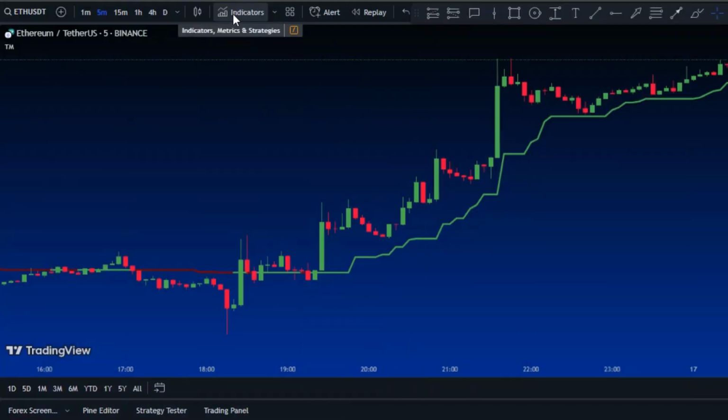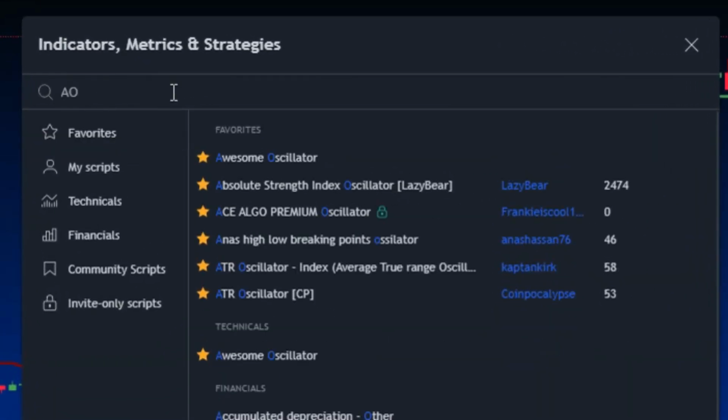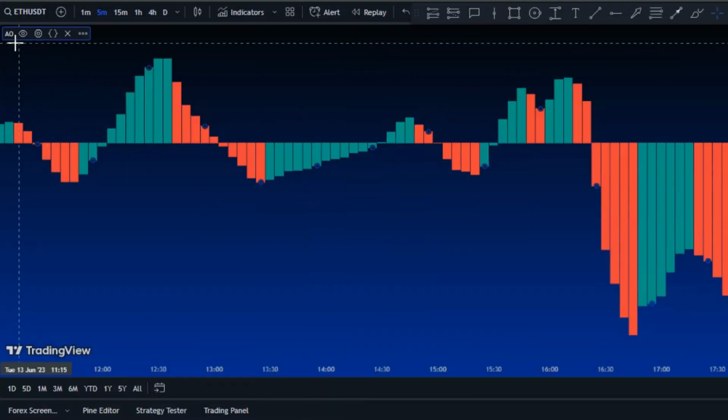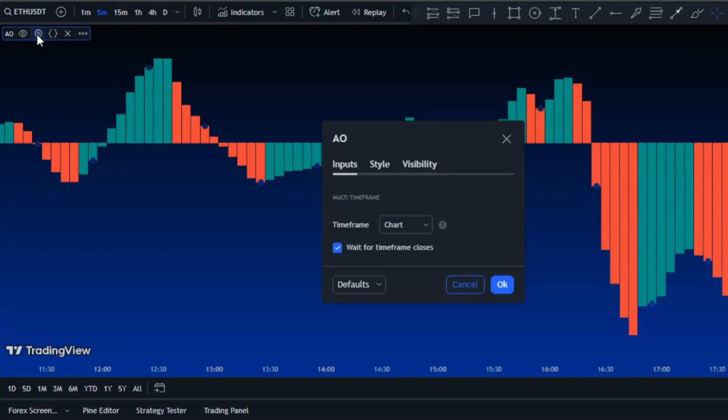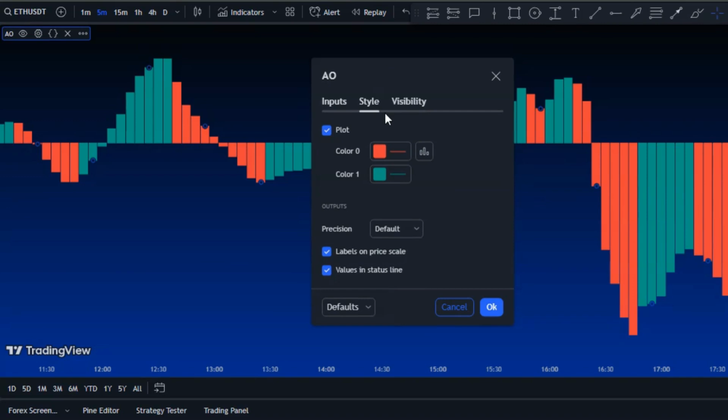Alright, first we need to add the AO indicator, or Awesome Oscillator, to our chart. This indicator will help us identify signals that lack sufficient strength. Before using it though, we gotta make some adjustments. So in the AO settings, change the color to red and green and set the display mode to area.